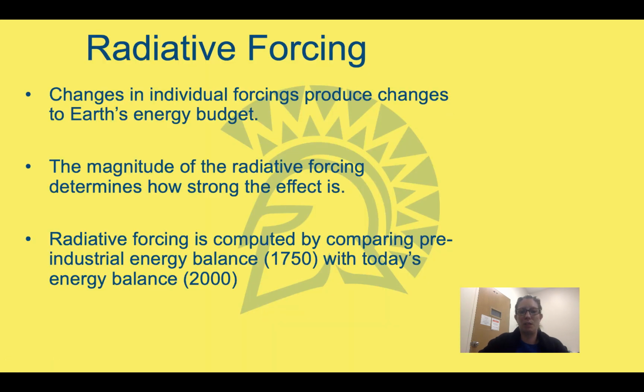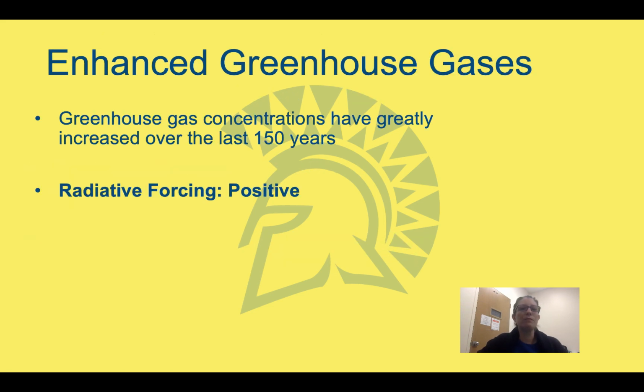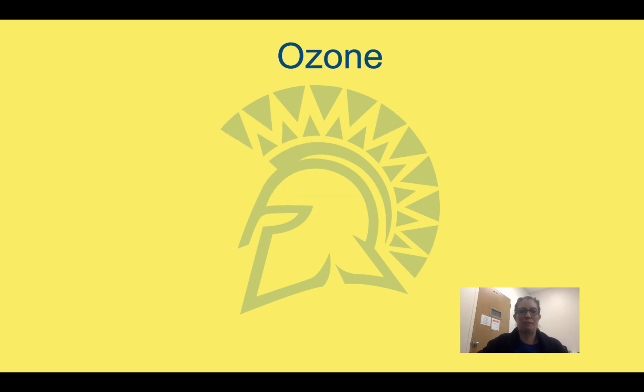Now, radiative forcing is computed by comparing pre-industrial energy balances from 1750 with today's energy balance. I realize that this is a while ago, but for 2000. Greenhouse gas concentrations have greatly increased over the last 150 years, which is going to cause positive radiative forcing.